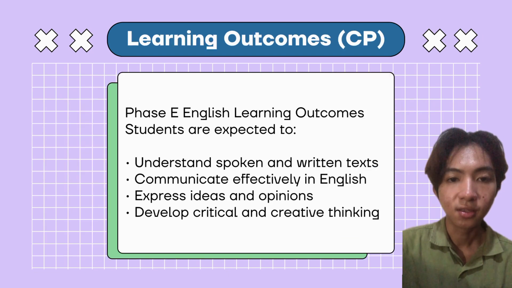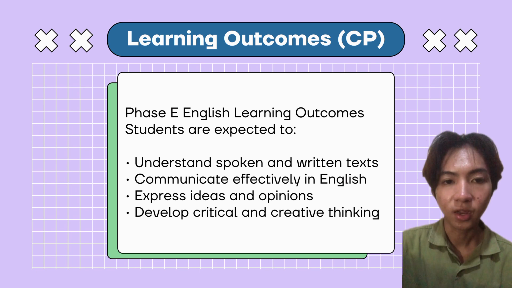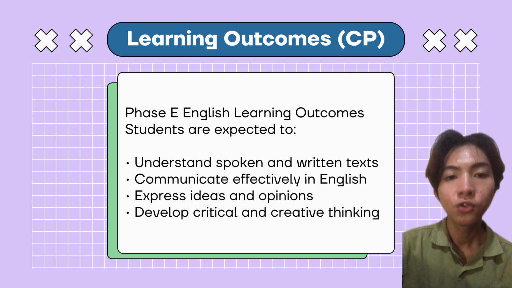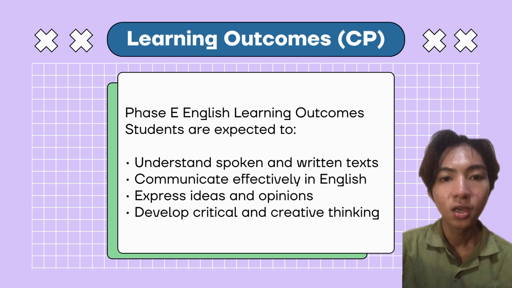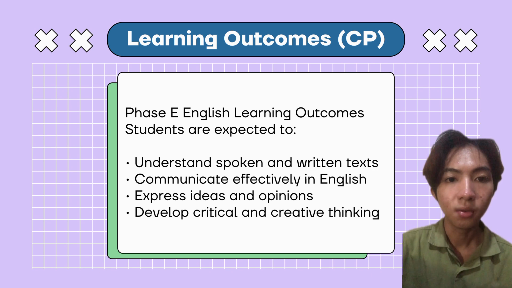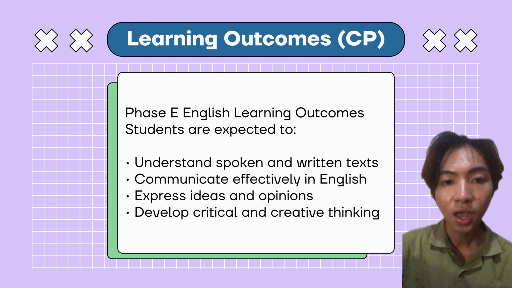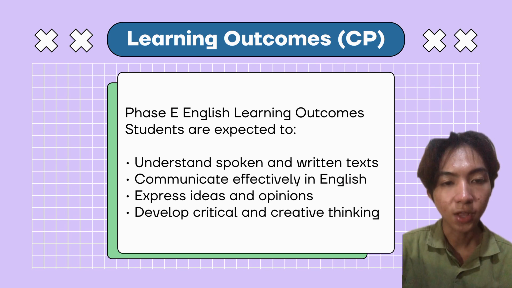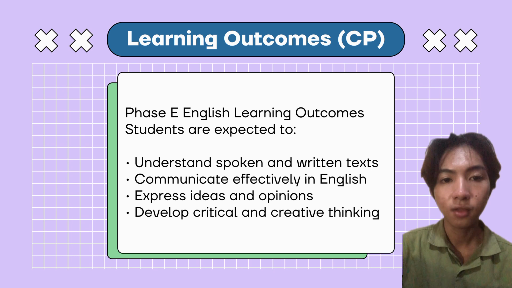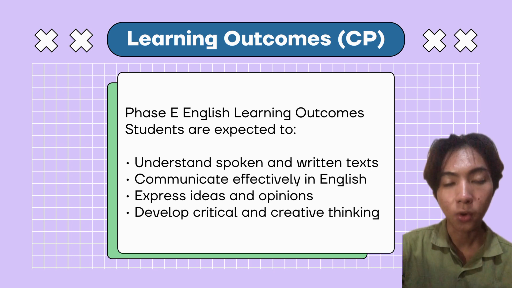Now, let's discuss the learning outcomes for English in Phase E. The main focus is developing students' communicative competence. Students are expected to understand and use English in both spoken and written forms. They learn to understand different types of text, such as descriptive text, narrative text, recount text, and report text.